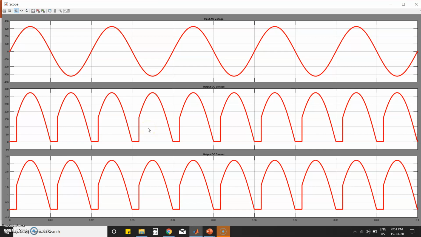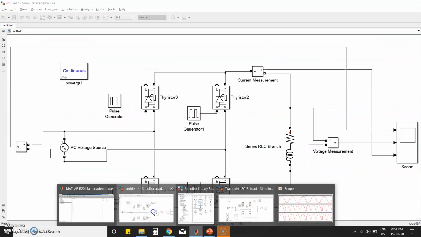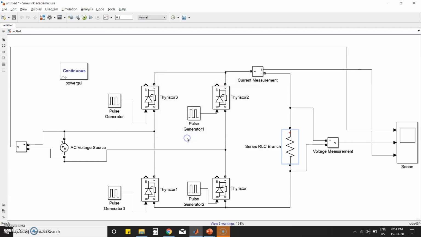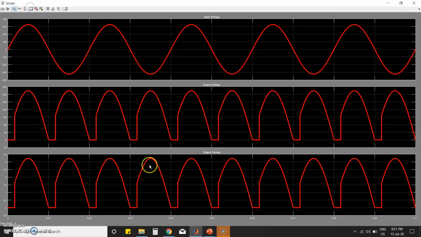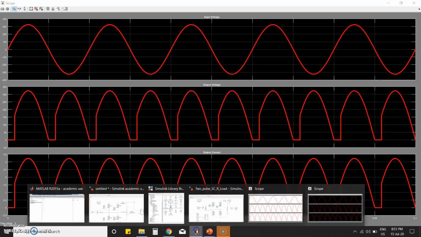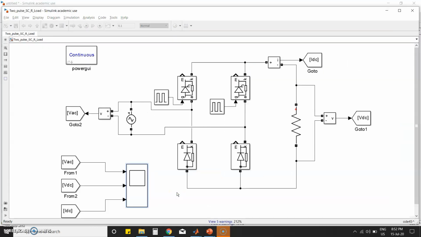So for R load, this is the output graph of your semi-controlled converter. It is similar to your full control converter, because if I run the full control converter with R load, let us assume the load is R load and I am running the same, we will see the output here. If you compare both outputs, this one and this one, they are both the same. So what you can infer from this is that for R load you can get the same output for full control converter and semi control converter.